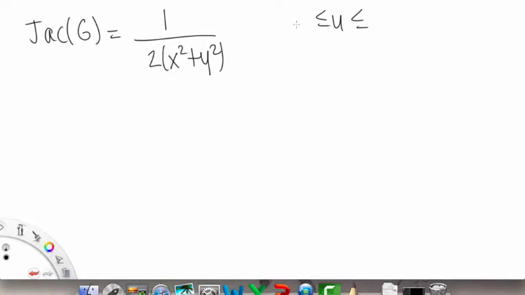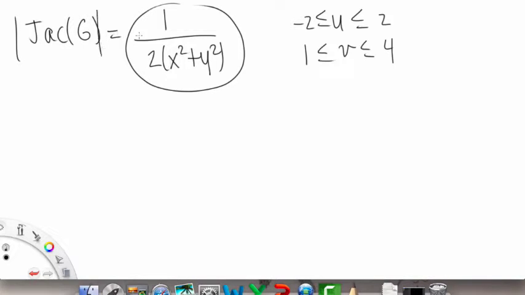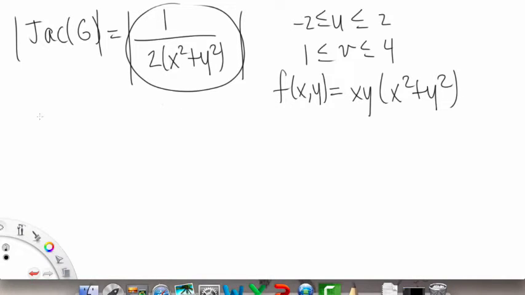U is going from negative 2 to 2. V goes from positive 1 to positive 4. This is our Jacobian here, and we can put absolute value signs on it, even though it doesn't need it because x and y are both squared. Anyways, that's that. And then we also know that our f of x, y is equal to xy times x squared plus y squared. So we're just going to plug all of this in and see what happens.